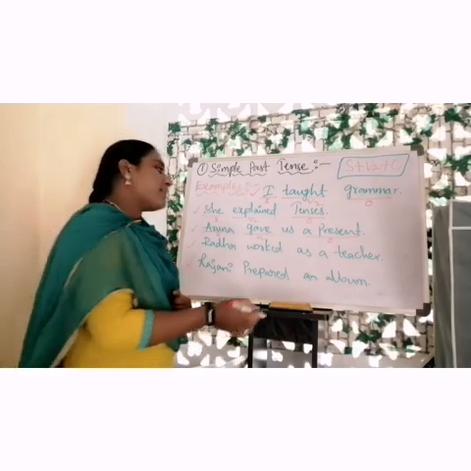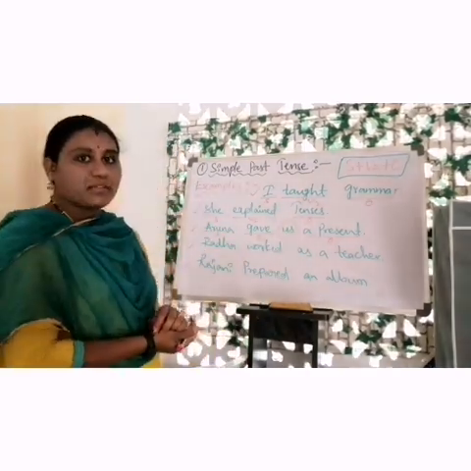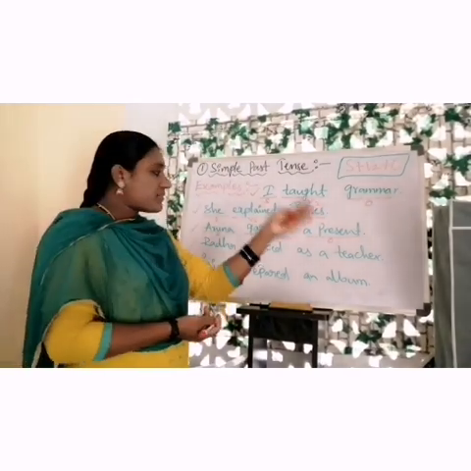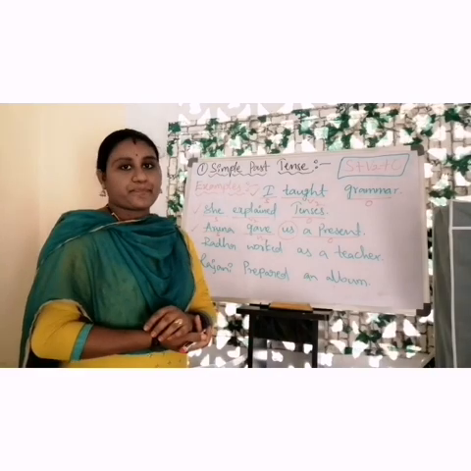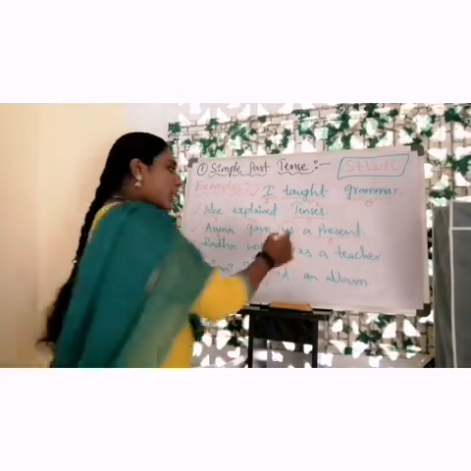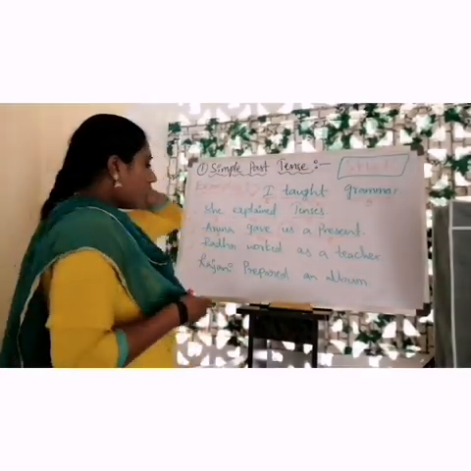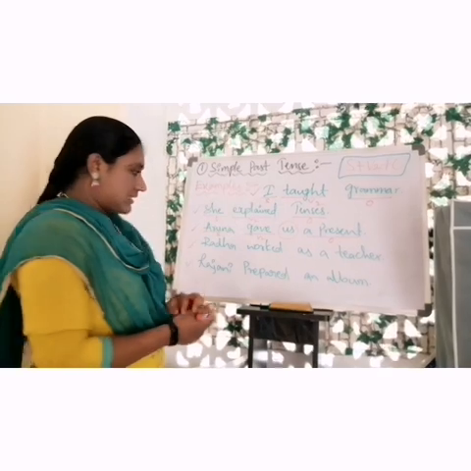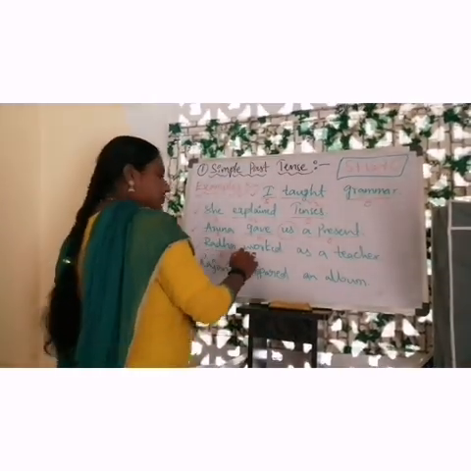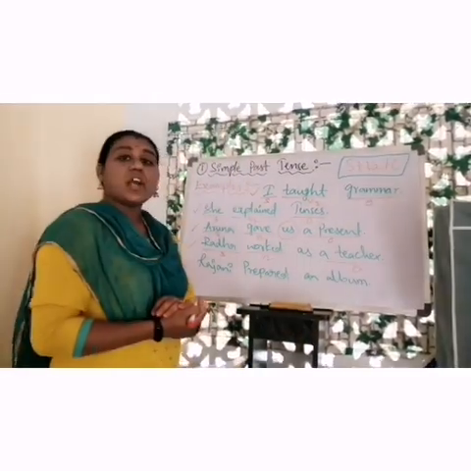Of course, some people can ask what else can be considered. But of course, in some of the cases we have two objects, primary and secondary. Okay, it can be considered as a secondary object or they can combine it as a primary object also. So Aruna gave us a present and Radha worked as a teacher. So Radha is a subject, worked is a V2 and teacher is a primary object.